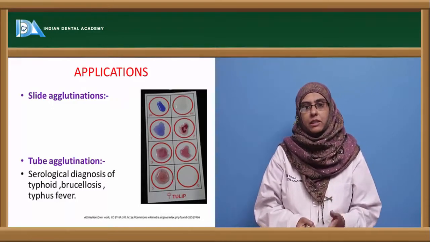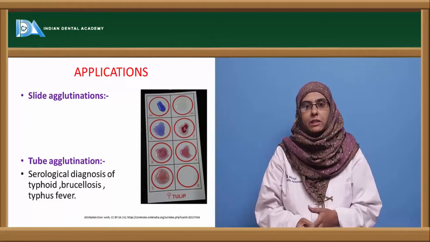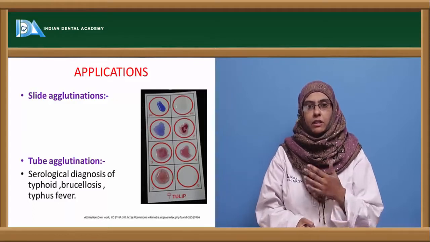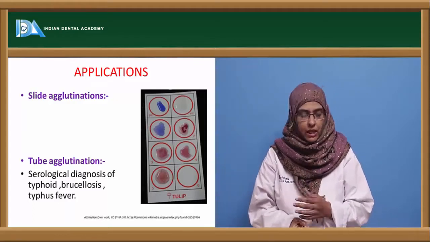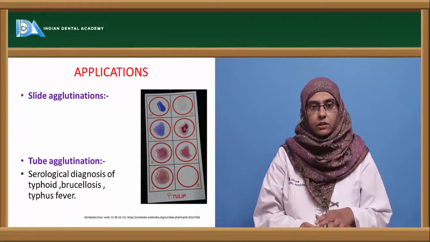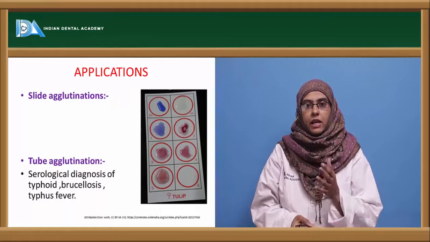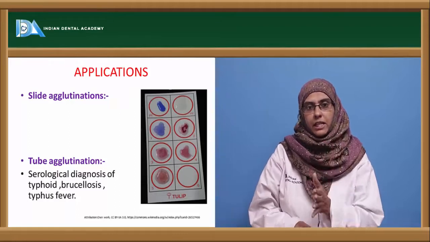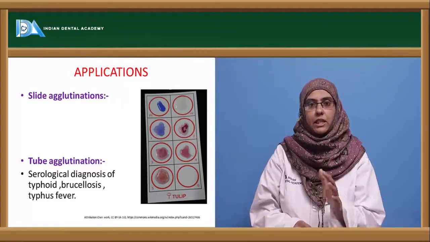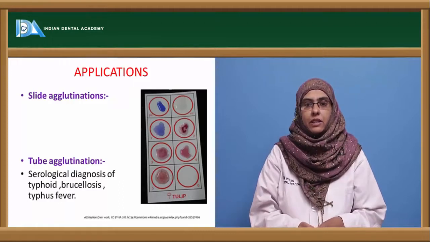Whereas in the cold agglutination test, the name itself indicates the agglutination takes place at a very low temperature, at around 4 degrees centigrade. So here the positive is seen in mycoplasmal pneumonia, where the agglutination reaction takes place at 4 degrees centigrade and it can be reversed at 37 degrees centigrade.